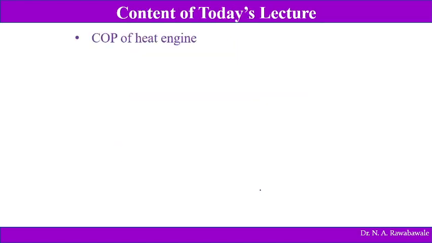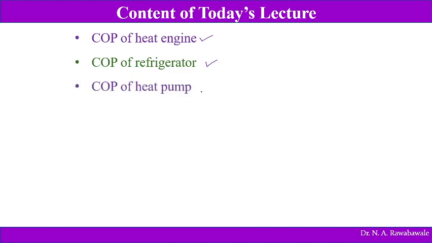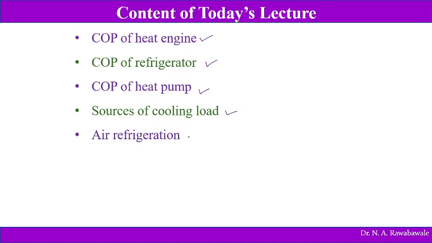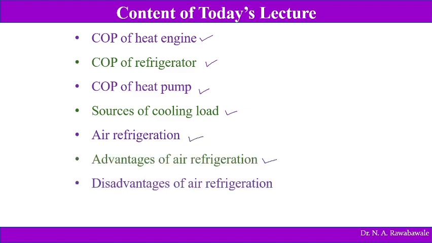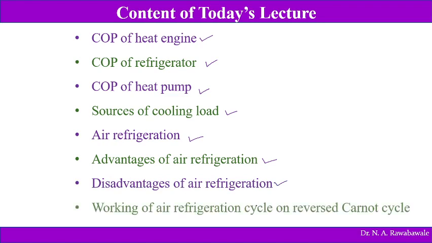and today we are going to discuss the coefficient of performance of a heat engine, coefficient of performance of a refrigerator, coefficient of performance of a heat pump, then sources of cooling load, air refrigeration system, advantages of air refrigeration, disadvantages of air refrigeration, and working of air refrigeration cycle on reversed Carnot cycle.